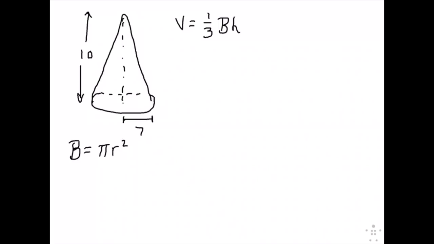Now, if we were dealing with a rectangular prism, the area of the base would be length times width, and you would use that calculation. So here, to calculate the area of the base, we do pi times r, which is 7 squared, and we get 49 pi units squared, right? There's the base area. And we know the height, so now we can substitute in.